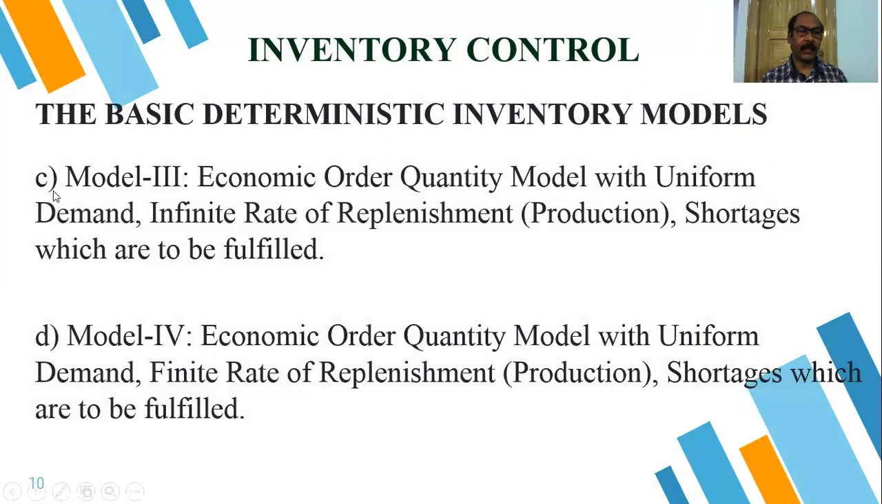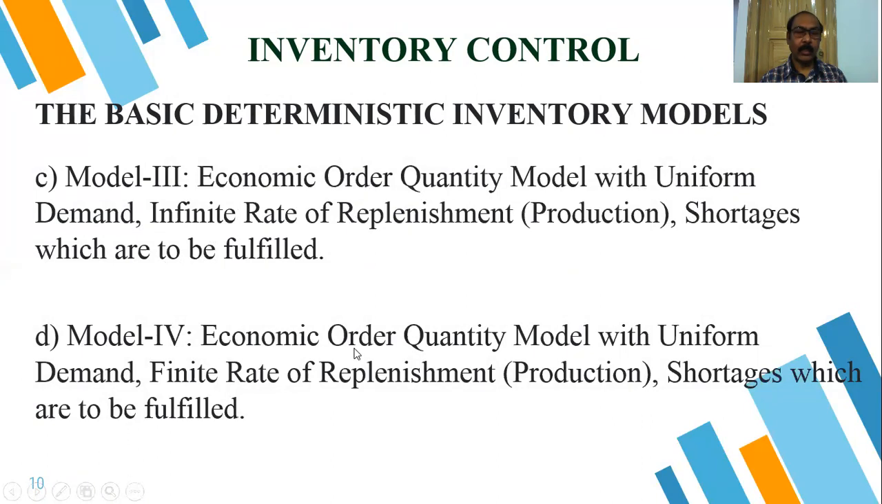Now model 3. Model 3 is the economic order quantity model with uniform demand and infinite rate of replenishment, that is, production. It is similar to model 1, but shortages are allowed and are to be fulfilled later. That means we have to wait until the inventory is replaced. For that time the product is short, so you have to stop the production. Due to that, there will be loss, which means profit will be less in this model.